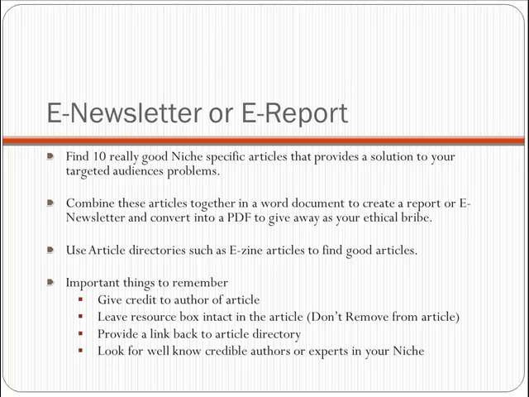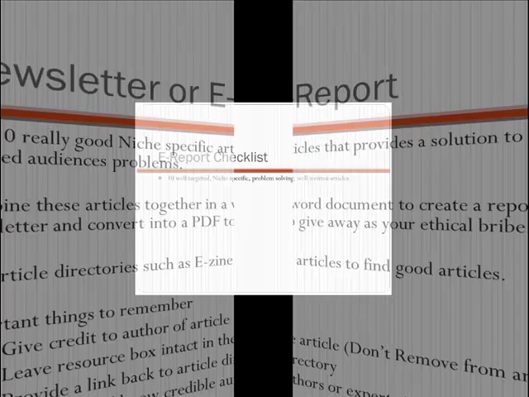So basically, you're taking these articles, putting them in a report in a Word document, and then you're creating a PDF out of that, and then you're giving it away. You're looking for the best content that you can. You're leaving the resource boxes in there, so you're being ethical, providing a link to the article directory, and you're going to be looking for well-known, credible authors or experts in your niche. This is a great way to create a free ethical bribe.